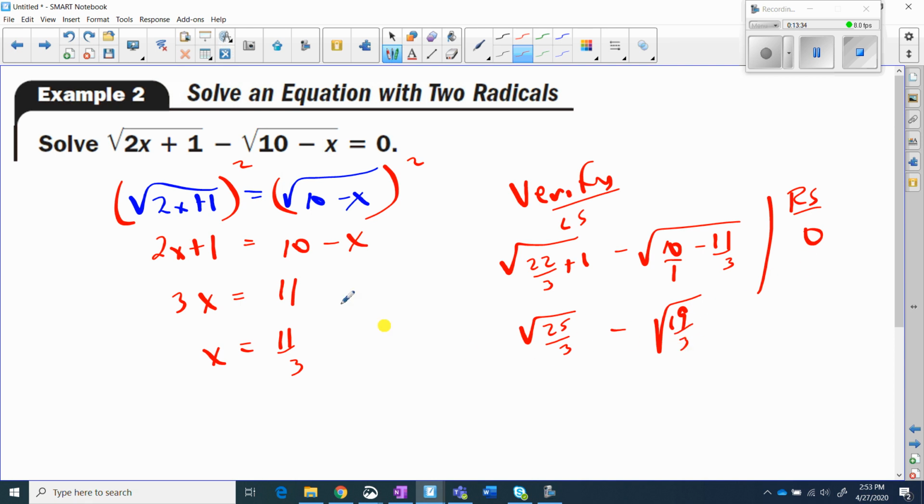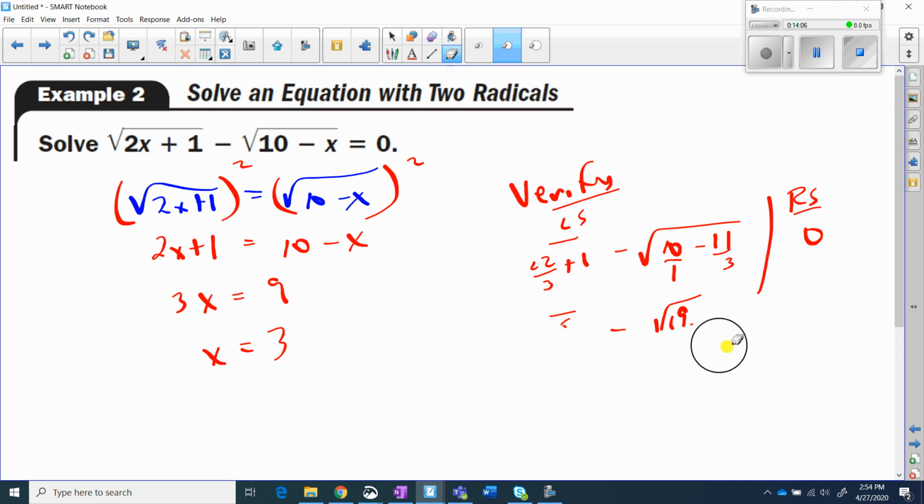Did I mess up one of these? Let me double check here. Square this one. Square this one. Bring this here. Oh yeah, right here. This should have been 9, not 11. I had to subtract 1. That's going to change things. It's going to make this a lot easier too. That's another reason why you verify. Find mistakes. So this should have been 3x equals 9, x equals 3, which will make this much easier.